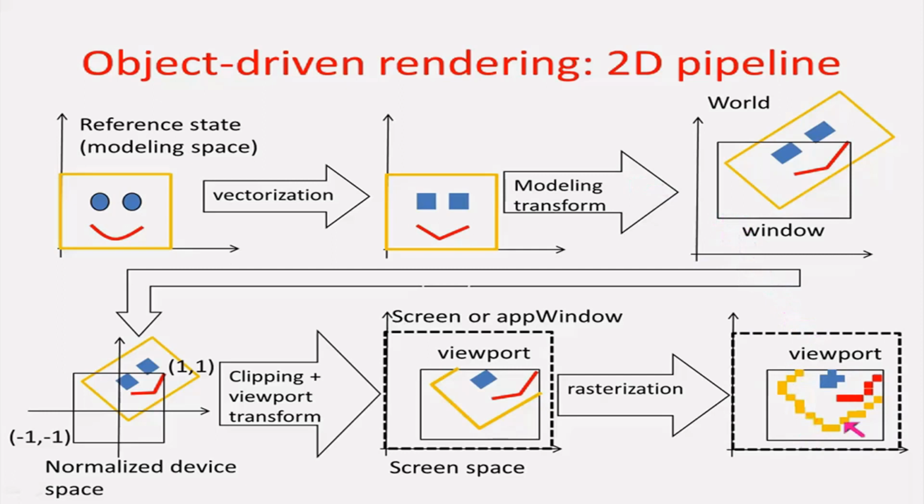This can be done in a single step or in two steps when first the window is transformed to a square of corners -1, -1 and +1, +1 in a so-called normalized device space. Then another transformation transforms this normalized device space to physical screen space.